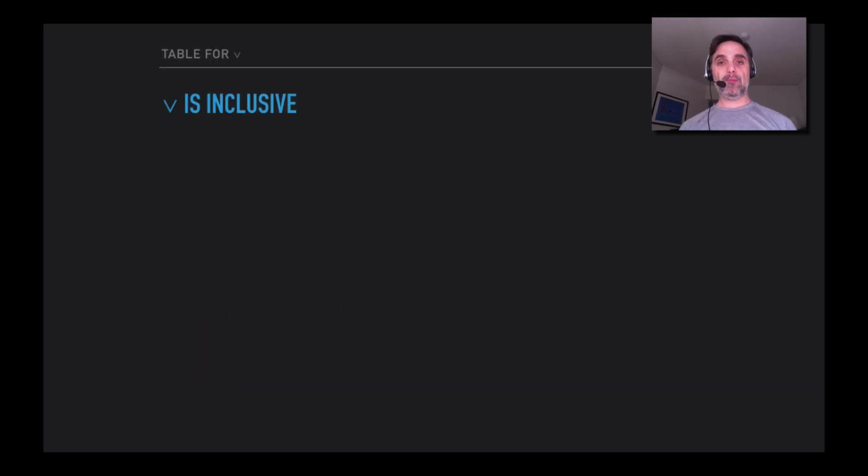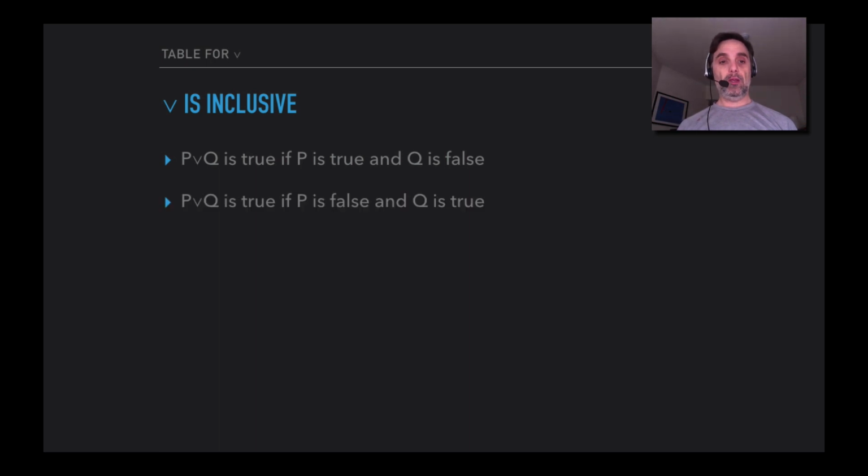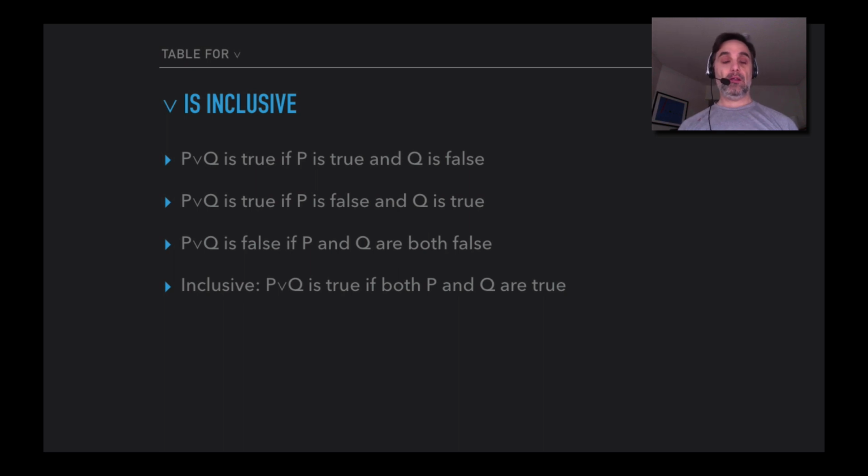So let's take a look. Well, not quite. Remember that OR is inclusive. So what does that mean about OR? Well, we know that P or Q is going to be true if P is true and Q is false. P or Q is going to be true if P is false and Q is true. P or Q is going to be false if P and Q are both false. And because it's inclusive, the disjunction P or Q is true if both P and Q are true.